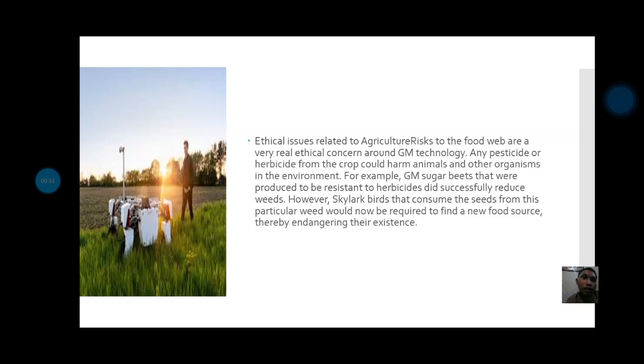Ethical issues related to agriculture: risks to the food web are very real. An ethical concern around GM technology is that any pesticide or herbicide from the crop could harm animals and other organisms in the environment.